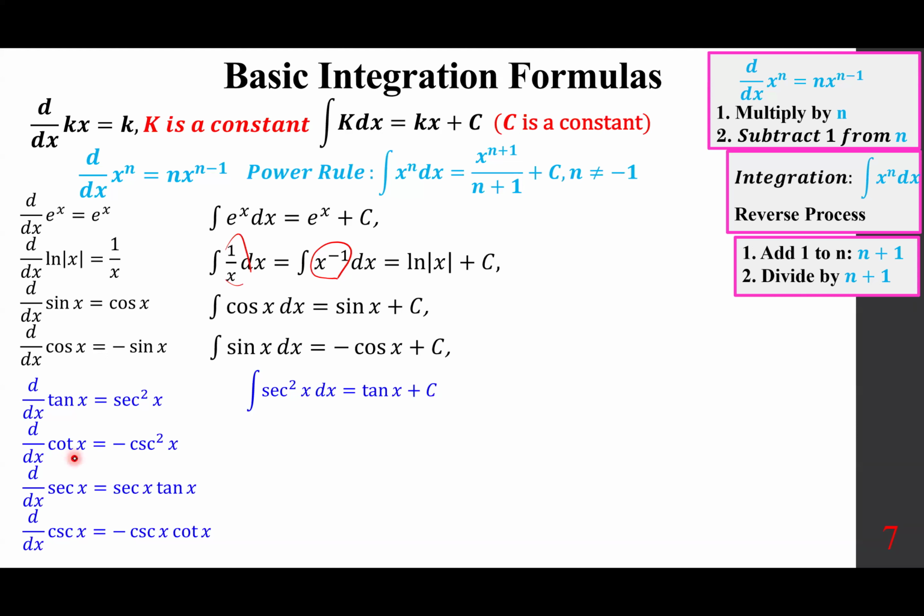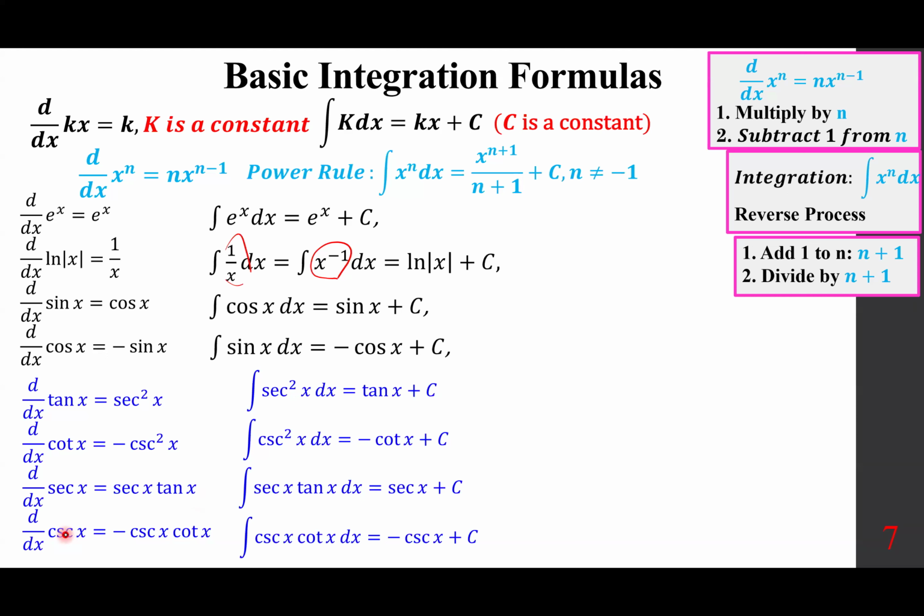If the derivative of cotangent is negative cosecant squared, then the integral of negative cosecant squared dx must be positive cotangent x plus a constant. And the integral of cosecant squared dx must be negative cotangent x and a constant. The derivative of secant is secant tan. So the integral of secant x tan x dx must be secant x and a constant. The derivative of cosecant is minus cosecant cotangent. So the integral of cosecant cotangent must be minus cosecant x and a constant.